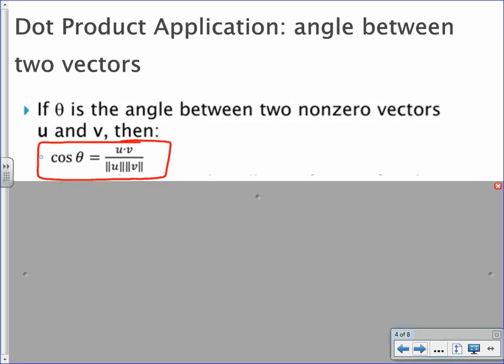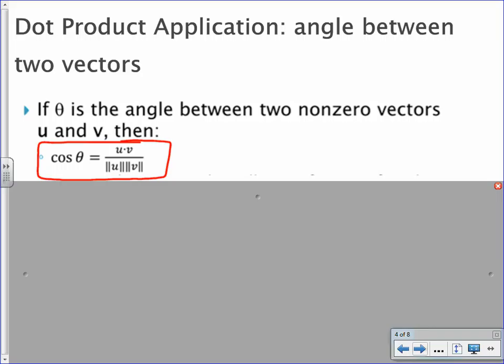Okay, so let's say you have two vectors. Yes, it's possible for me to find the direction of vector u, and then find the direction of vector v, and then figure out what the angle is in between. Or, if we know the components of each vector, we can use the dot product and their magnitudes to find the angle that's in between.